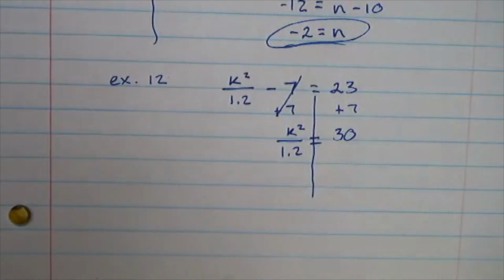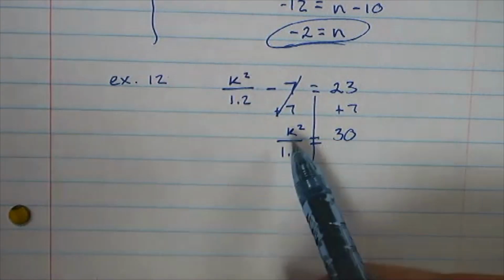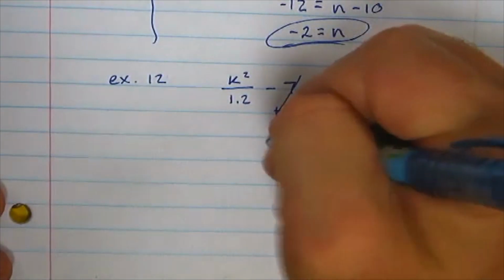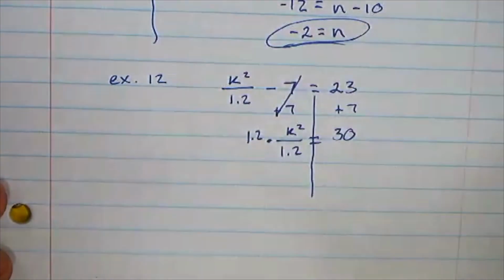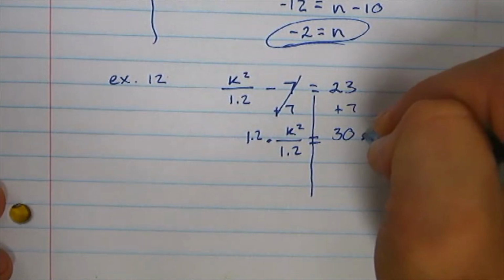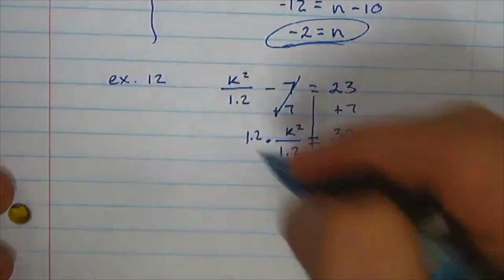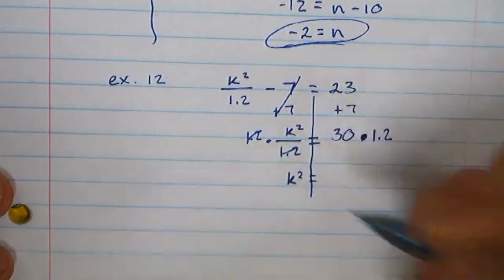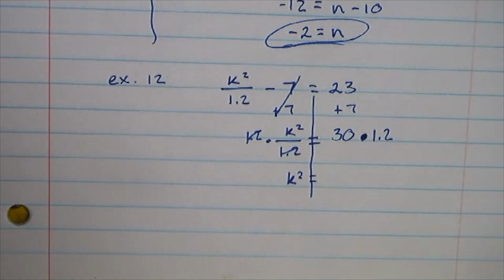Now this is division. We've got to work back to that variable and isolate just the variable by itself. So I've got division that's holding that variable up, and so let's get rid of the 1.2. We're going to multiply both sides by 1.2, so getting rid of that, not so bad. Those cancel out. I get k to the second power, or k squared, equals 30 times 1.2.